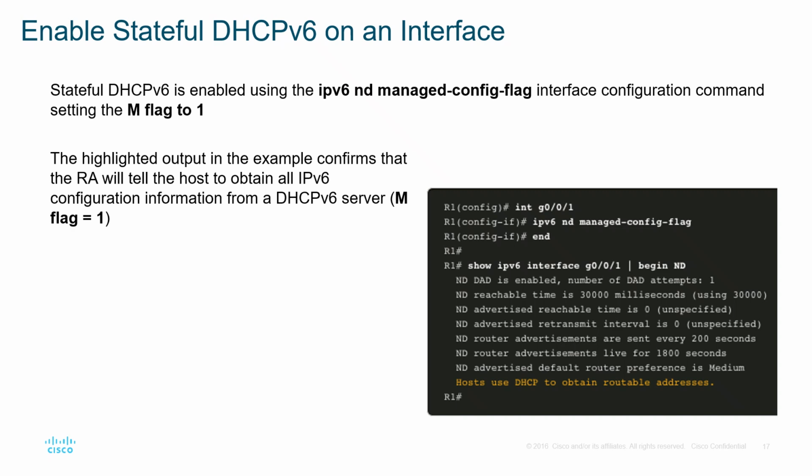Stateful configuration is done by using the ipv6 nd managed-config-flag interface command, and by setting M to 1. The highlighted output in the example confirms again that the RA will tell the host to obtain all IPv6 configuration information from the server because the M flag is set to 1. So when you do these commands, like in this case, the ipv6 nd managed-config-flag, it automatically will set the M to 1 by the nature of that command.